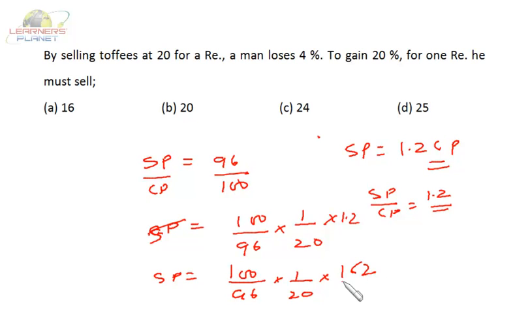Now just calculate it easily. That means selling price must be 1 by 16 per piece. That means for 1 rupee he must sell 16 toffees. Okay, I hope you are clear. This is the new selling price.